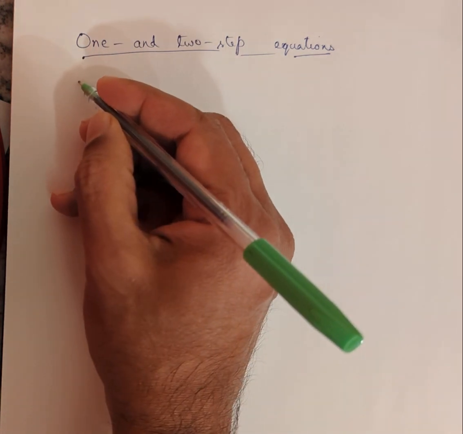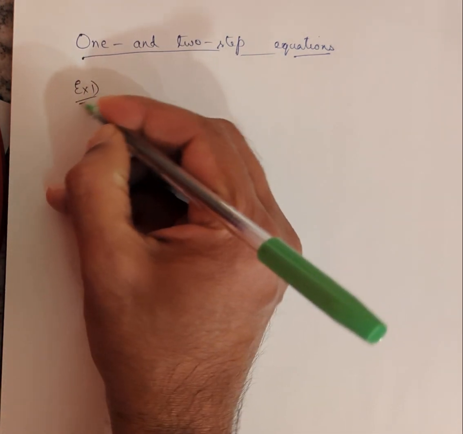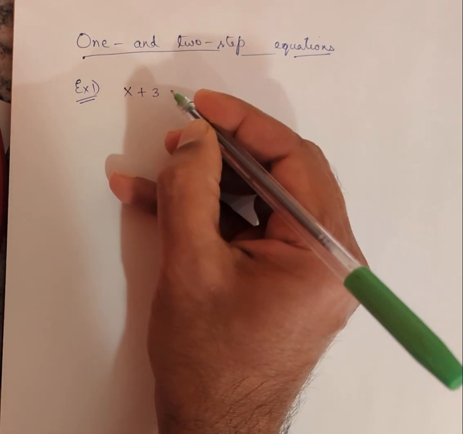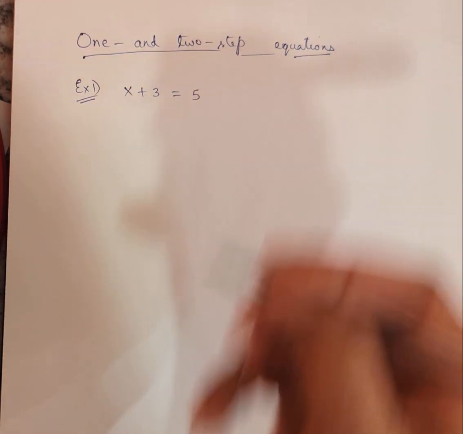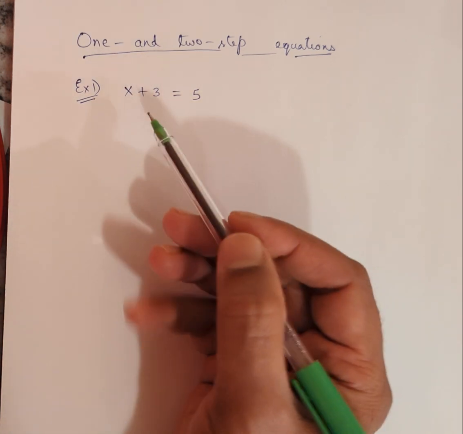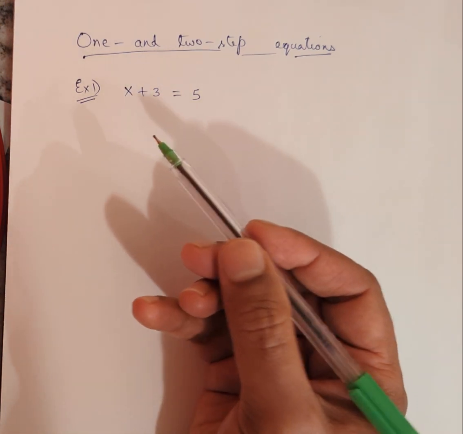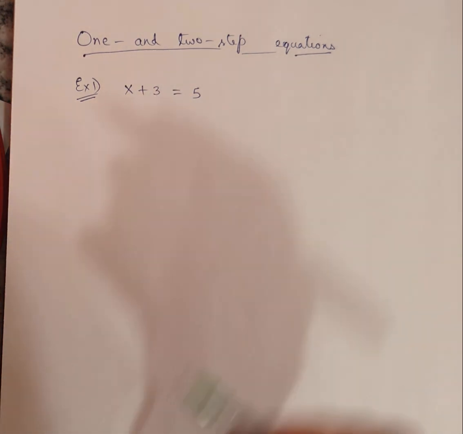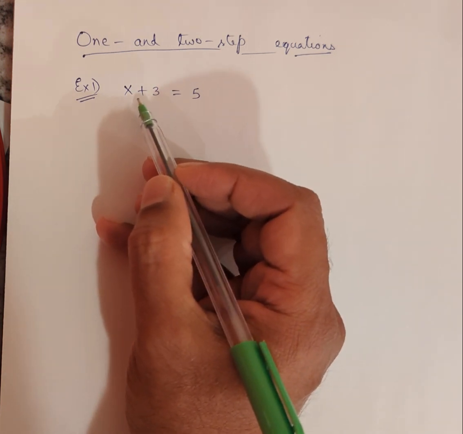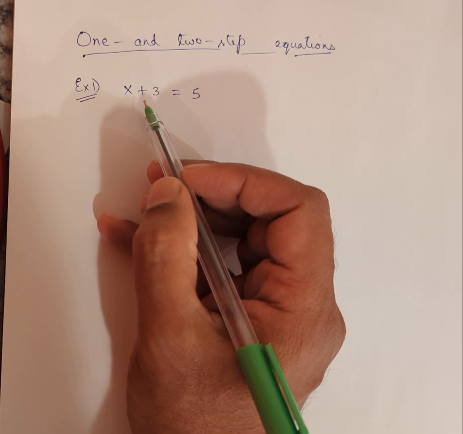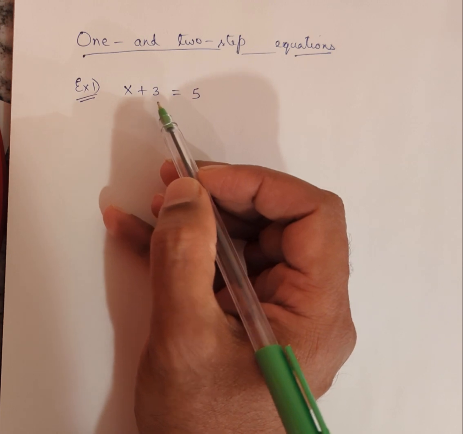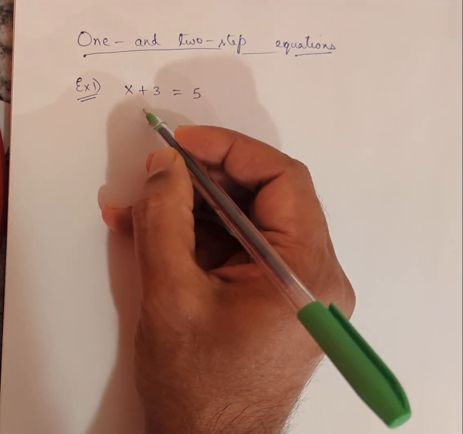So, let's start with an example. Say you have x plus 3 equals 5. Now, if you have to solve, it means you have to find the value of x. And you might know that the answer should be 2. Now, how do you get that answer? You look at the equation x plus 3. You've got to have x by itself, which means you've got to get rid of this plus 3. How do you get rid of the plus 3? You subtract 3 from both sides.